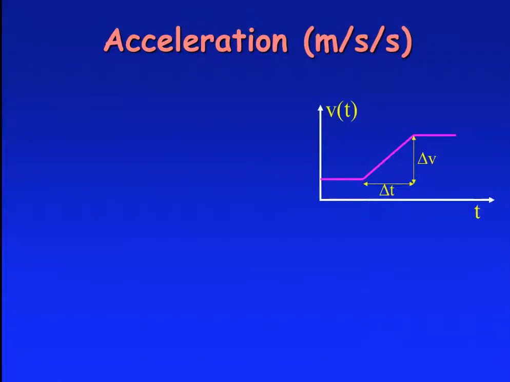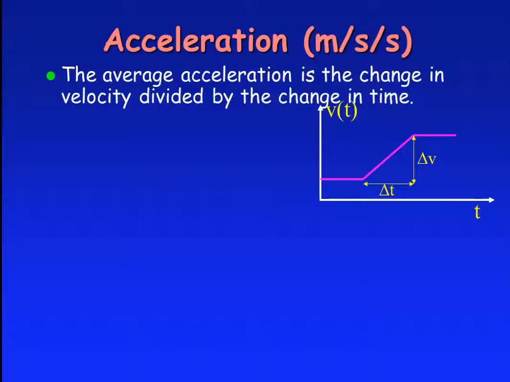Okay, acceleration, meters per second per second. It's the change in velocity divided by the time. And the units are distance over time over time. We'll talk more about that momentarily as well. Okay, here's the definition of average acceleration. It's the change in velocity divided by the time.